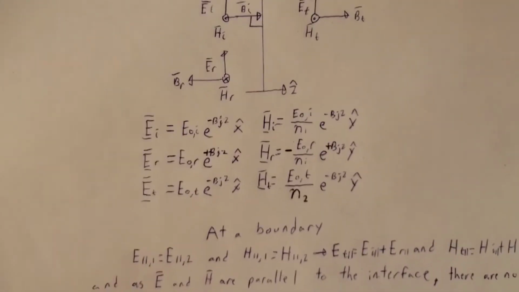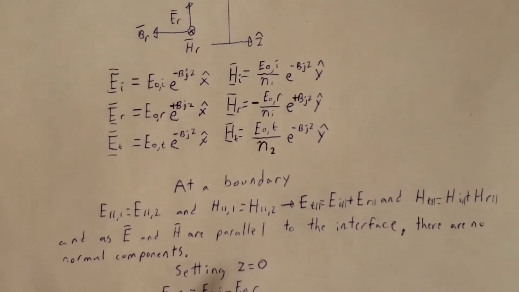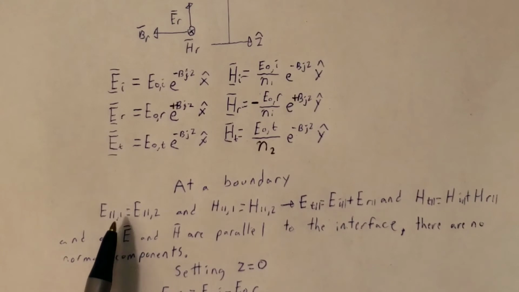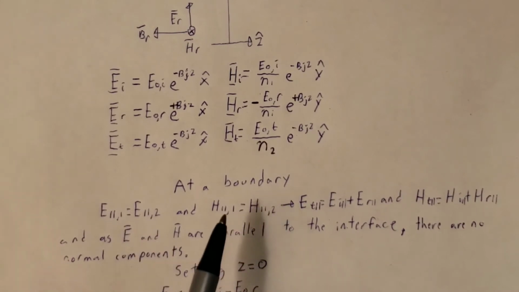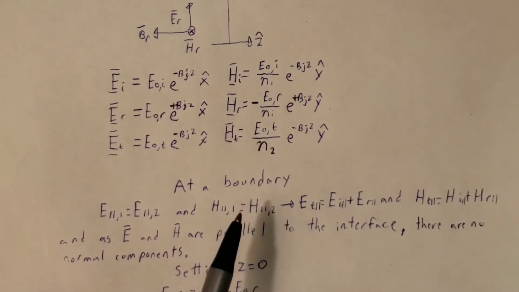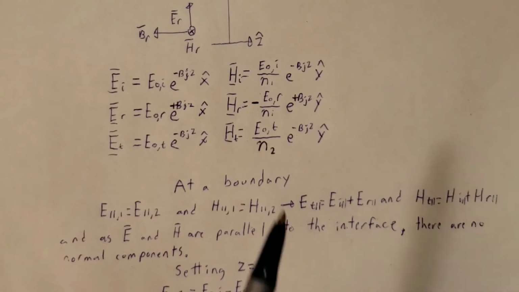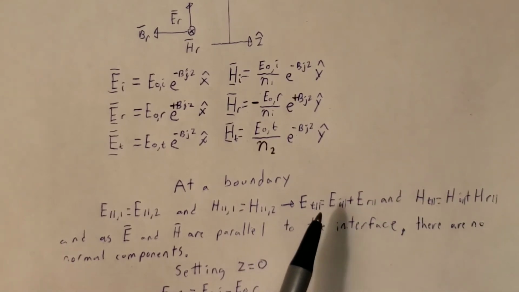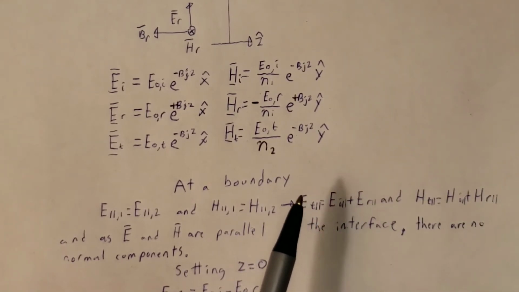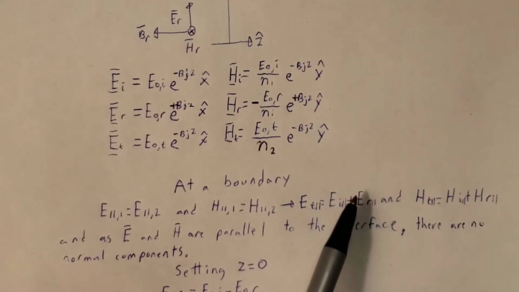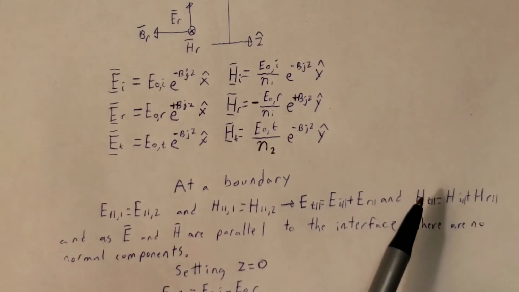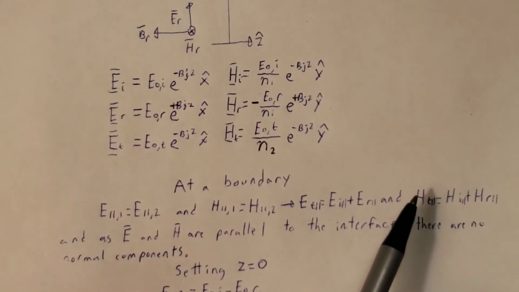Now, at the boundary, the following conditions must be met. We need the electric field parallel to the boundary to be equal on either side, and the magnetic field parallel to the boundary must also be equal. This results in, for the parallel components, the transmitted electric field equaling the incident and reflected electric fields, and the same must occur for the magnetic fields.